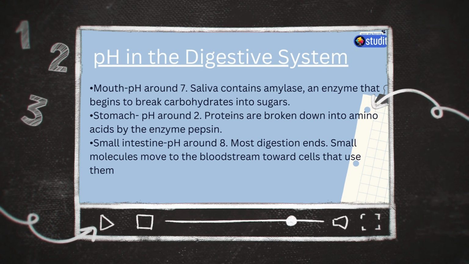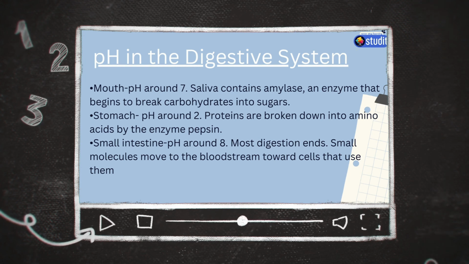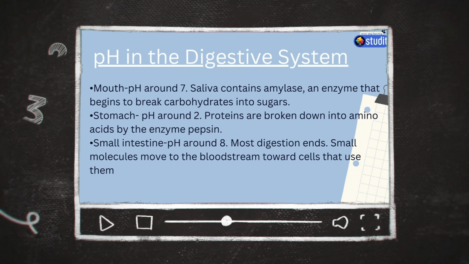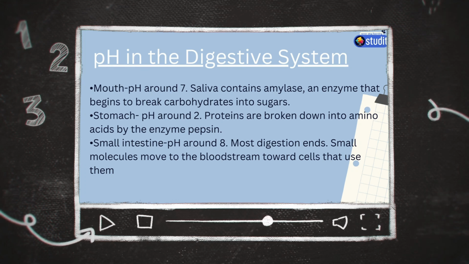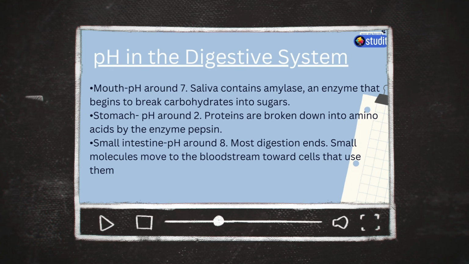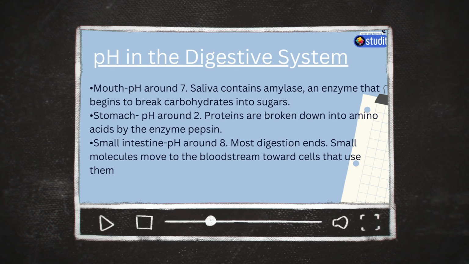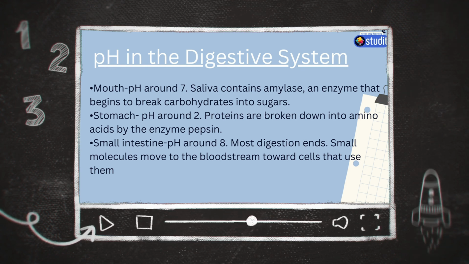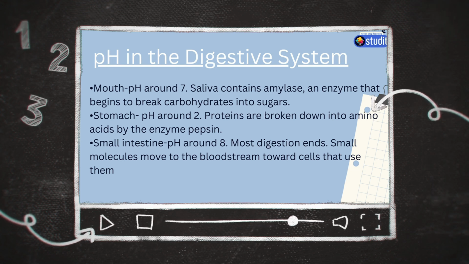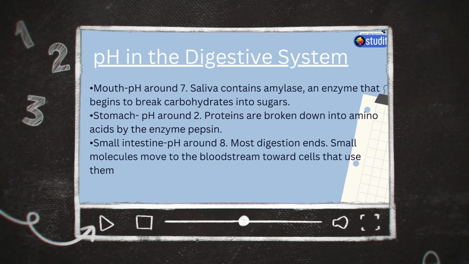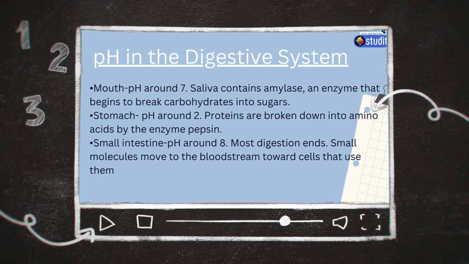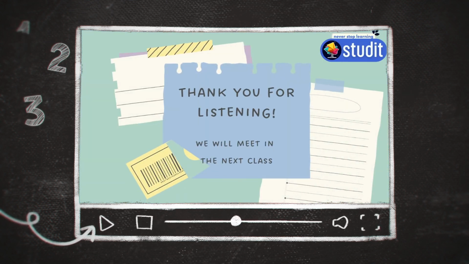The pH of the mouth is 7. The saliva contains amylase, an enzyme that begins to break carbohydrates into sugars. The pH of the stomach is around 2. Protein is broken down into amino acids by the enzyme pepsin. In the small intestine, the pH is around 8. Most of the digestion ends here. Small molecules move to the bloodstream towards the cells that use them. Thank you for listening.